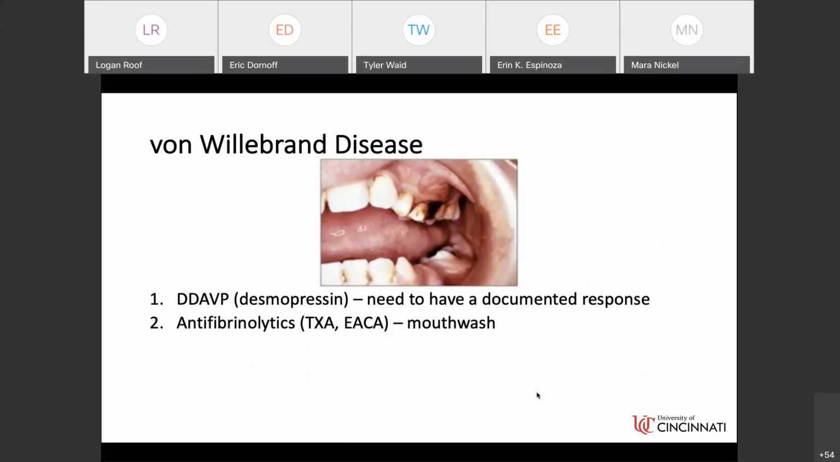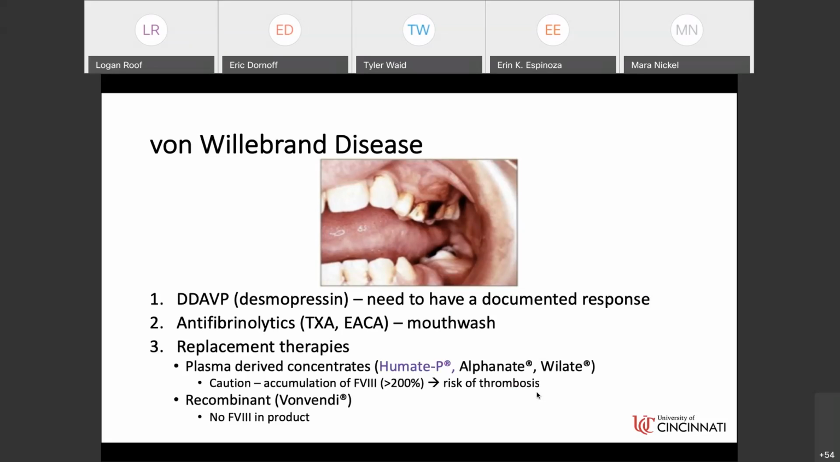Antifibrinolytics are nice for a tooth extraction. You can wash around gently in the mouth with tranexamic acid. And then, of course, just like hemophilia, they have their own replacement therapies. There are 2 broad types, plasma-derived and recombinant. At UC, we have Humate-P, which you might be more familiar with.